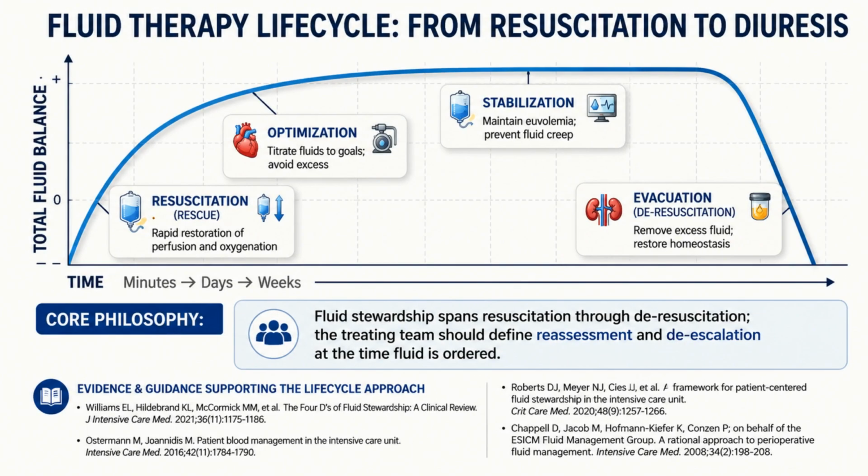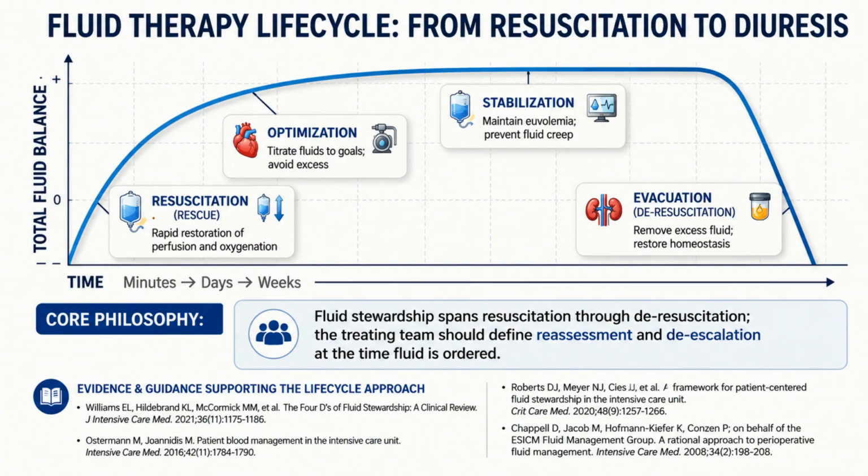A useful way to avoid fluid harm is to stop thinking only about boluses and start thinking in phases. The life cycle moves from resuscitation to optimization to stabilization to evacuation. In resuscitation, the question is whether tissue perfusion is immediately threatened. In optimization, the question becomes whether more fluid will still improve cardiac output without causing harm. In stabilization, the goal is to prevent fluid creep. In evacuation, we actively remove excess fluid when congestion is now the dominant problem.